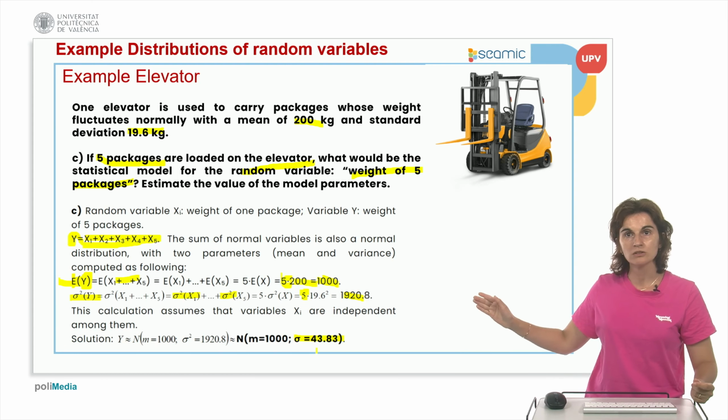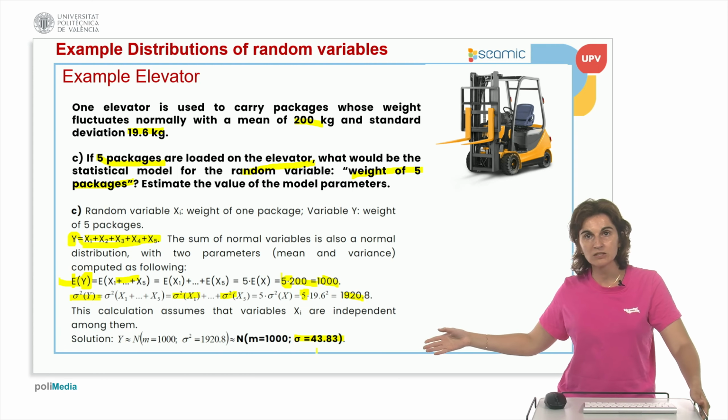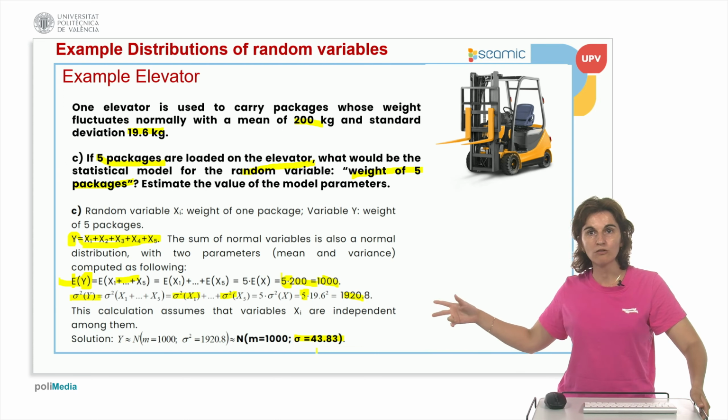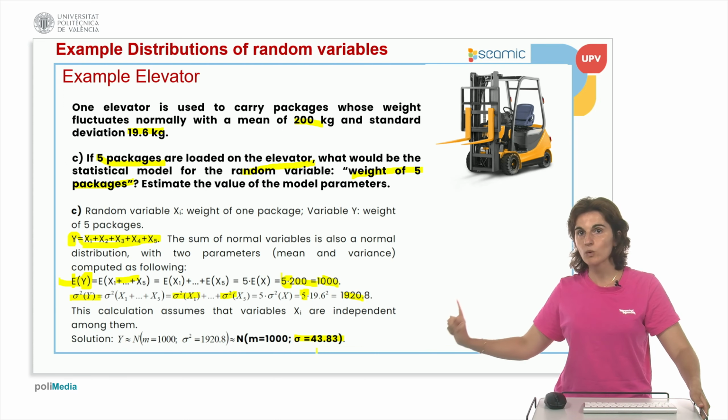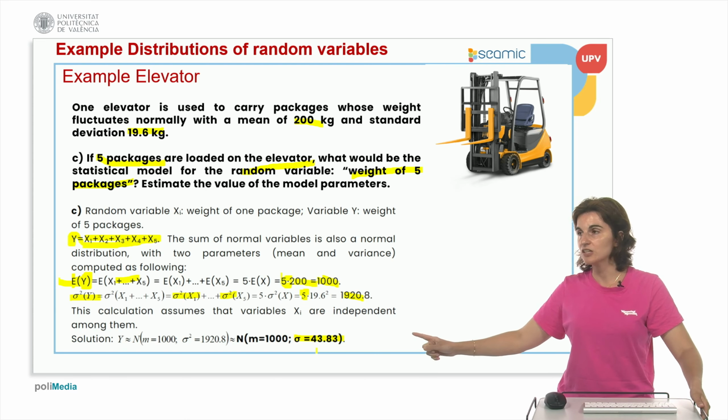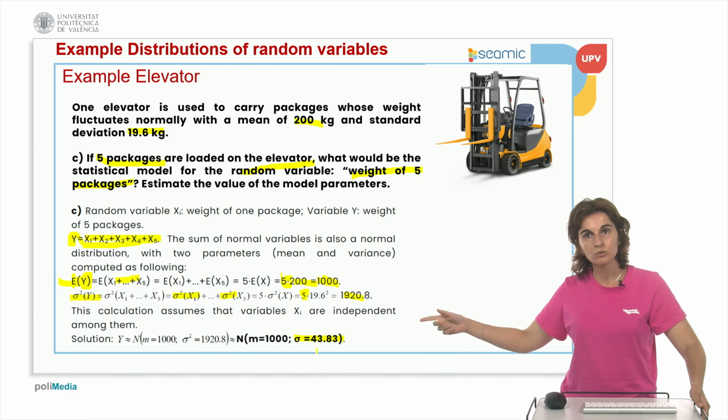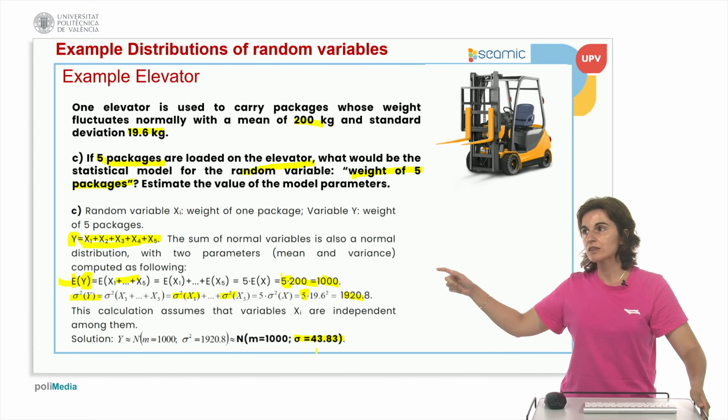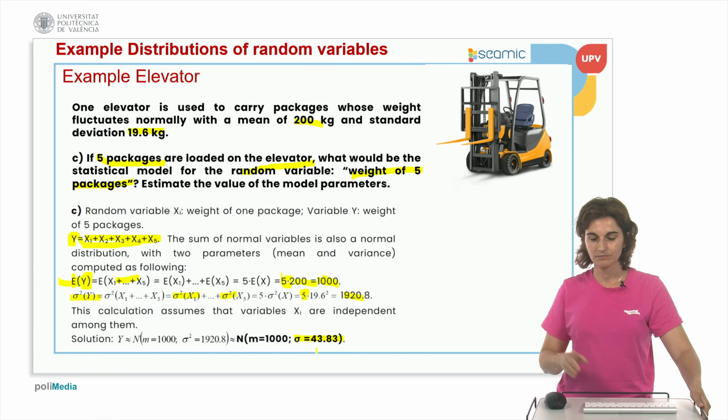So the solution is, we have a new variable which is y. The y is composed of 5 packages, the mean is 1000, and the standard deviation is going to be 43, which is the square root of 1920.